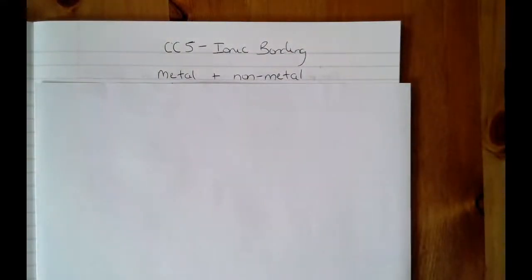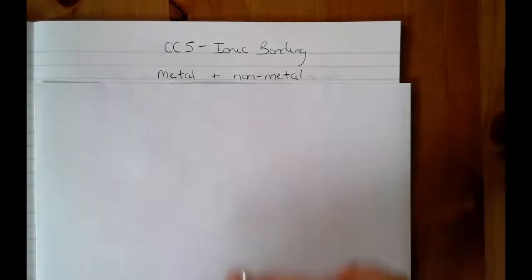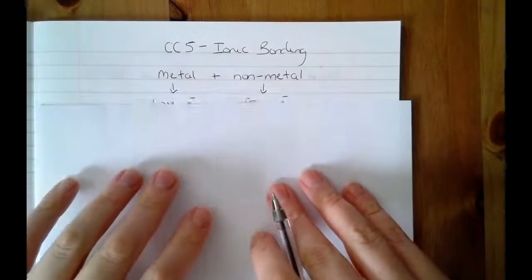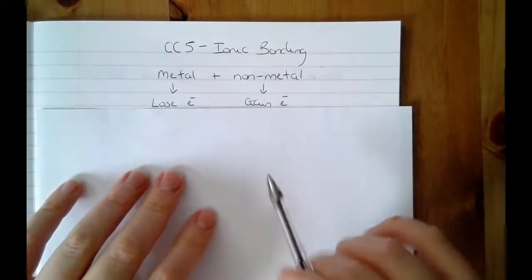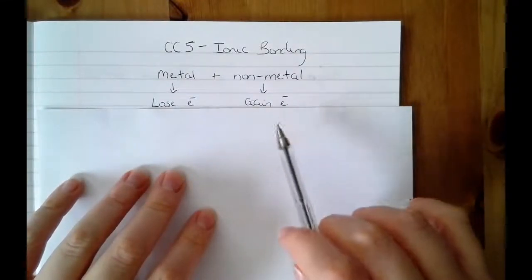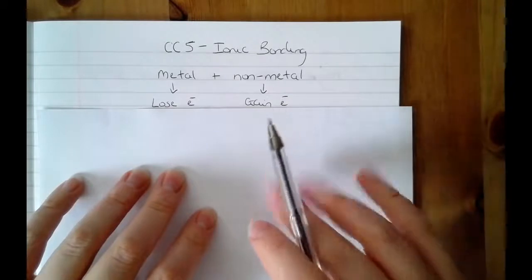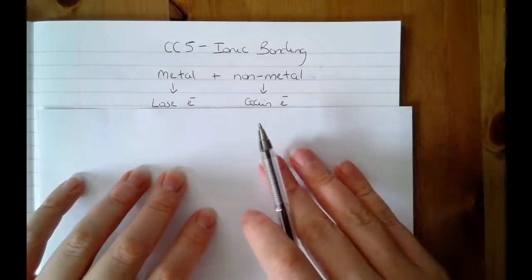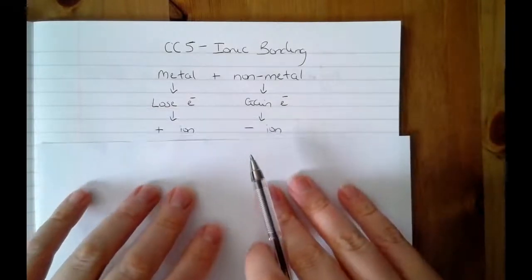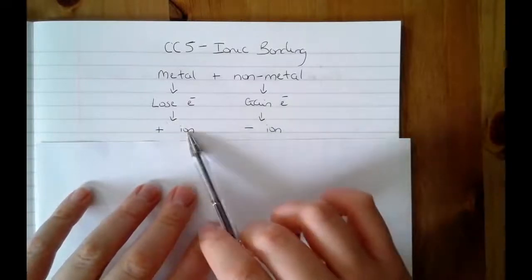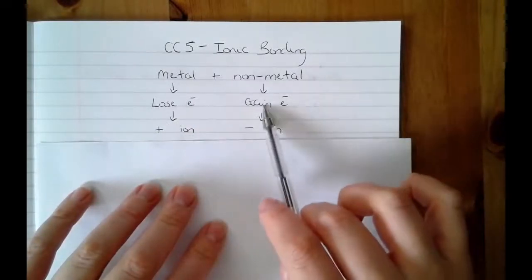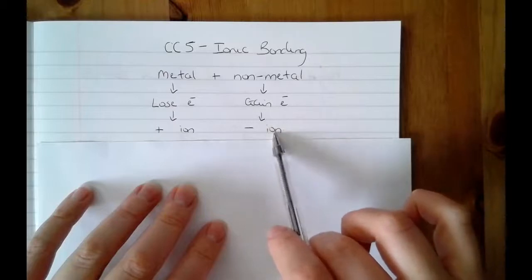And anytime we look at bonding and we look at chemical reactions, we need to look at what happens in terms of electrons. Metals will always lose electrons, and non-metals will always gain electrons when they react. And they do this to get a full outer shell. When metals lose electrons, they form positive ions, and when non-metals gain electrons, they form negative ions.